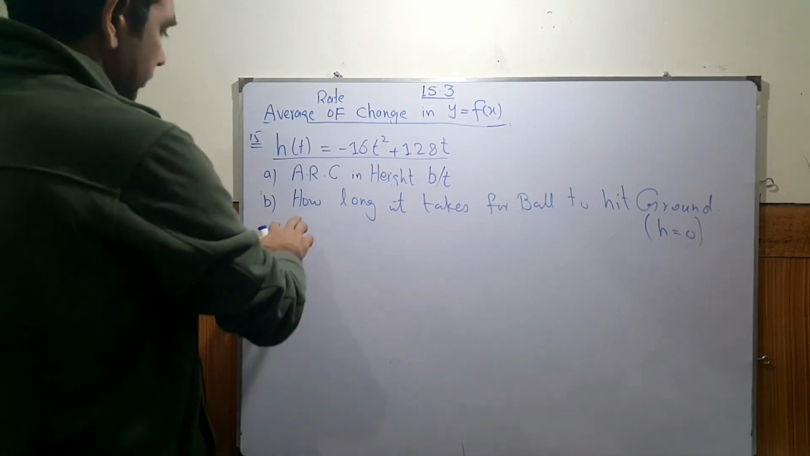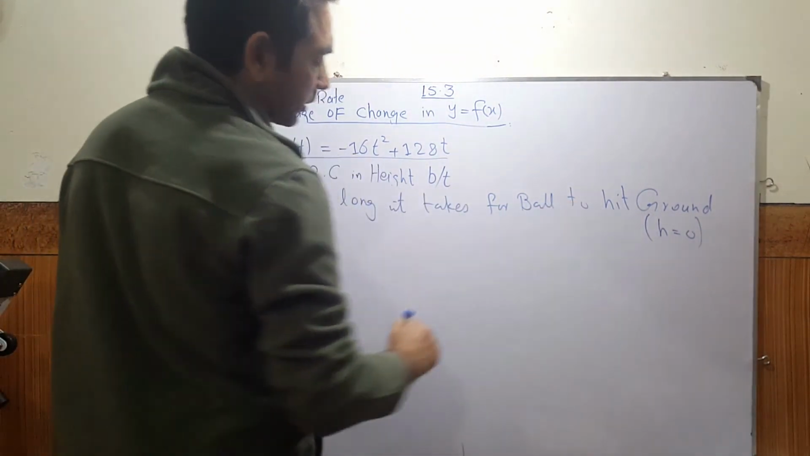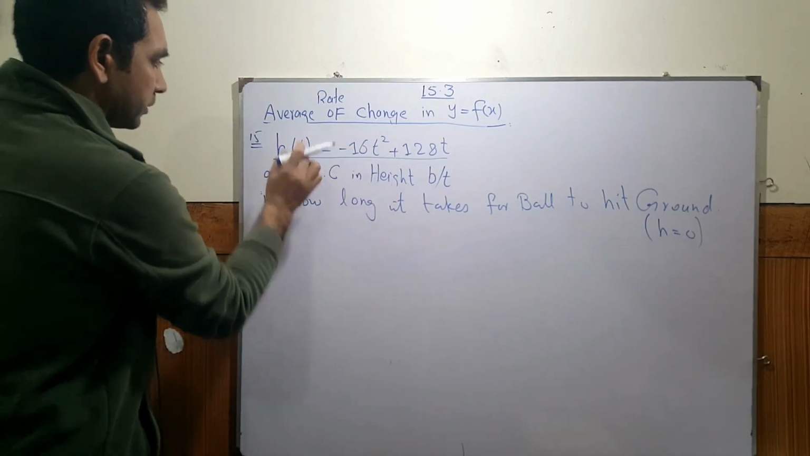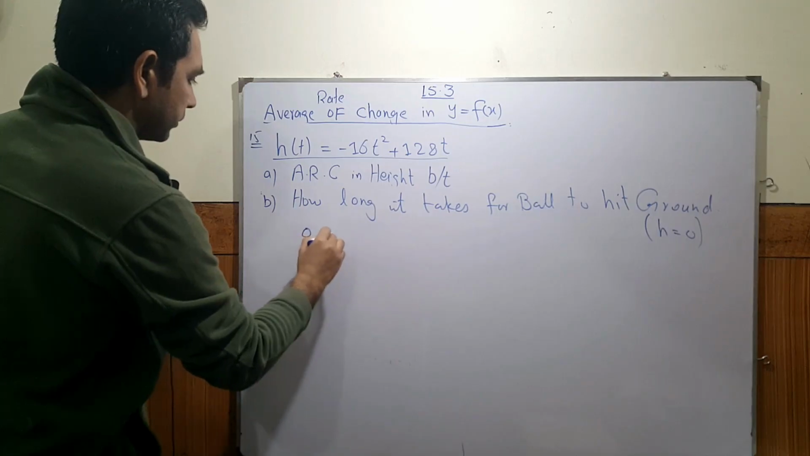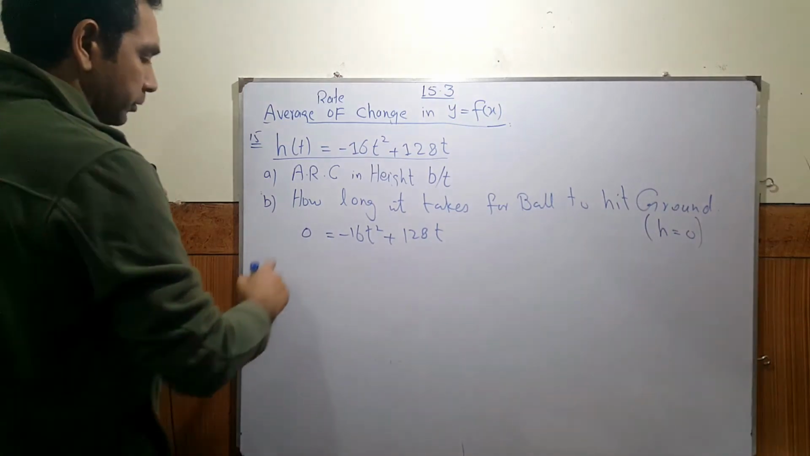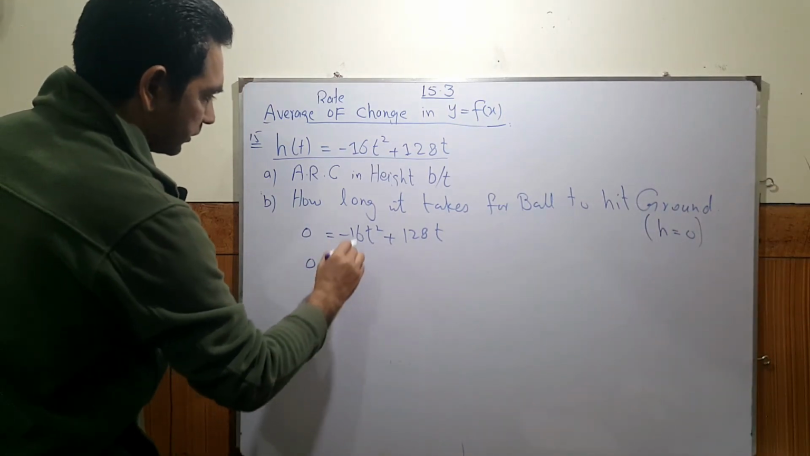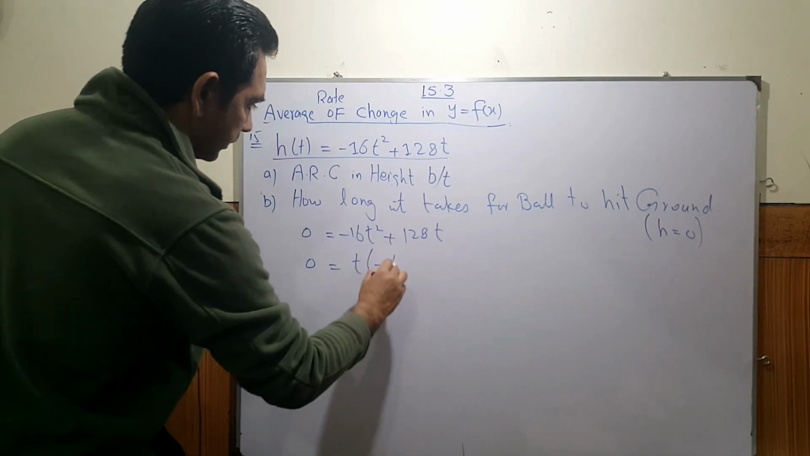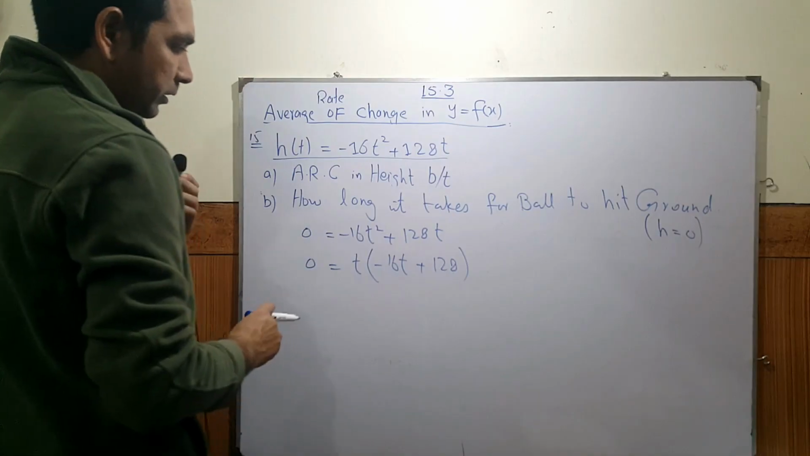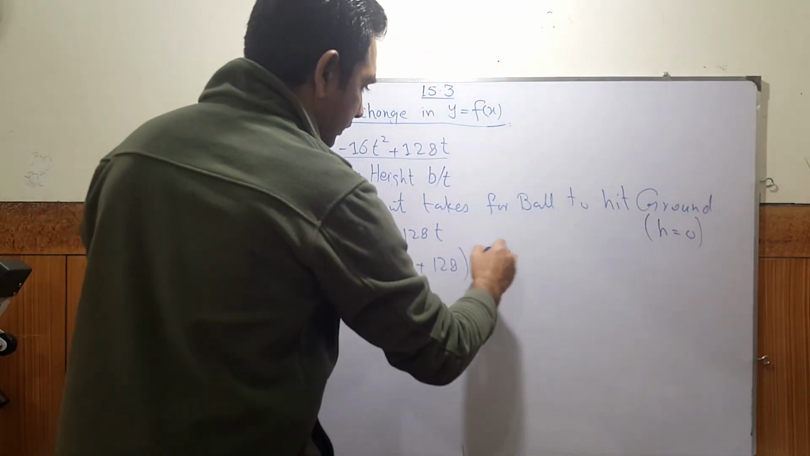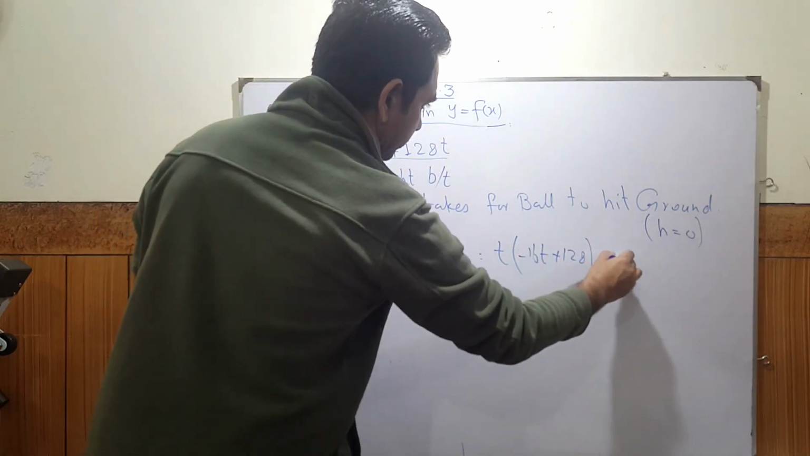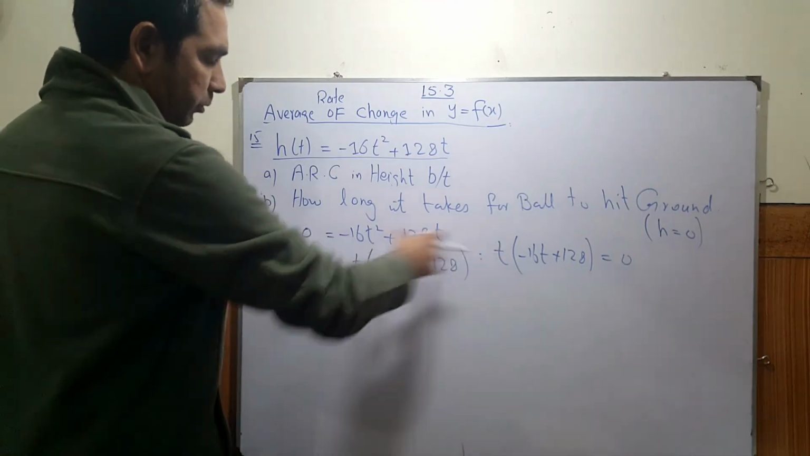Now in part B, they're asking how long it takes for the ball to hit the ground, which means when the height would be 0. So in this function, if we put height equal to 0, we can write 0 equals minus 16 t squared plus 128 t. Now we can see that t is common, so what is left is minus 16 t plus 128. You can write this as t times (minus 16 t plus 128) equals 0.